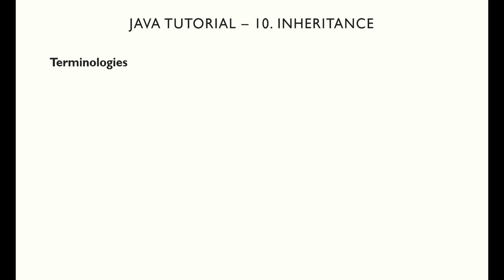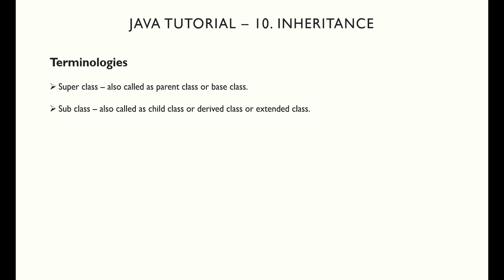There are a couple of important terminologies in inheritance that you must be aware of. Superclass, also called parent class or base class. This is the class whose features are inherited by other classes. Subclass, also called child class or derived class or extended class. The class that inherits the other class is known as the subclass. The subclass can have its own fields and methods in addition to those of the superclass.